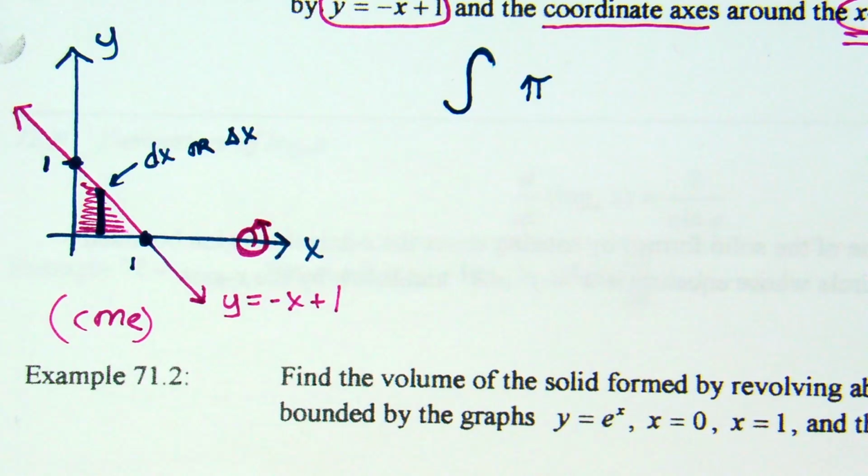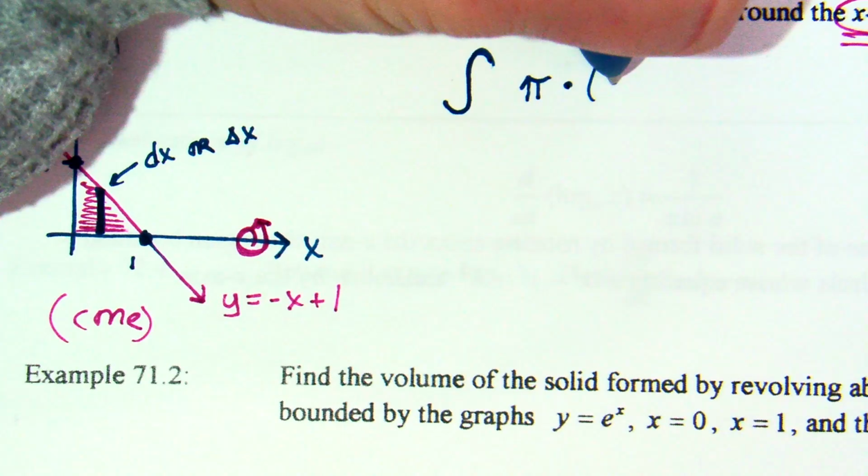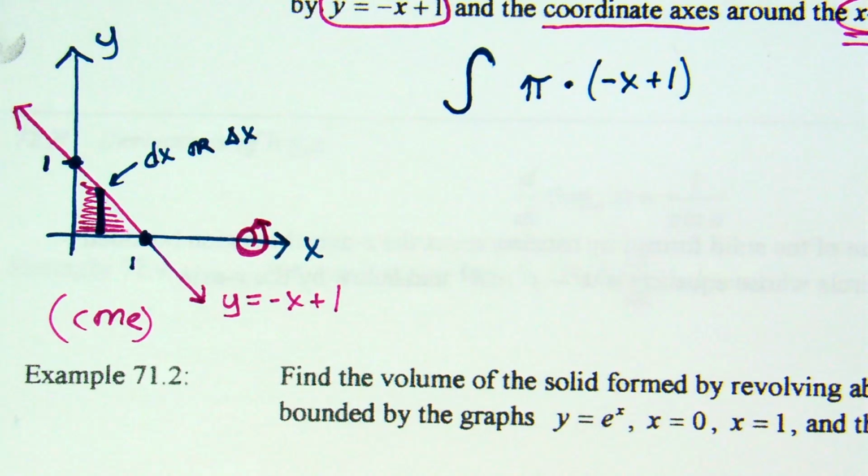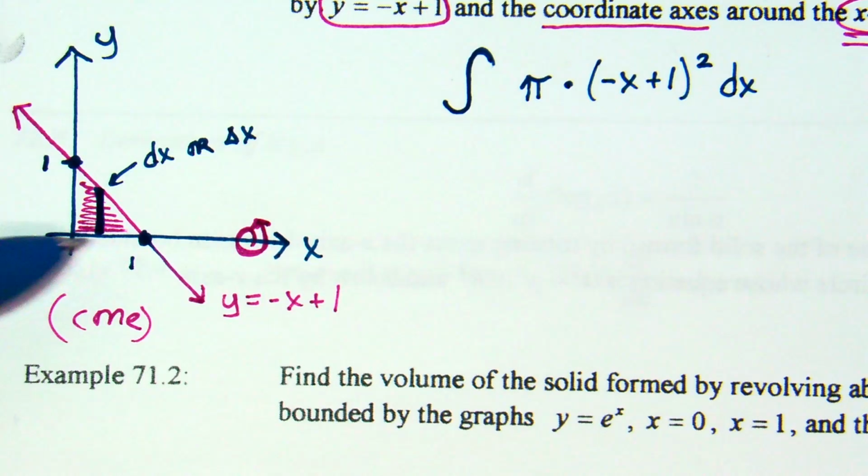What is the function that's spinning around the x-axis? Negative x plus 1. So this line right here is making the outer boundary. So it's going to be negative x plus 1 quantity squared times dx, the width of that slice. And then on the x-axis, because it's all in terms of x in this one, the bottom of the cone is at 0. The top of the cone is at 1. So from 0 to 1.